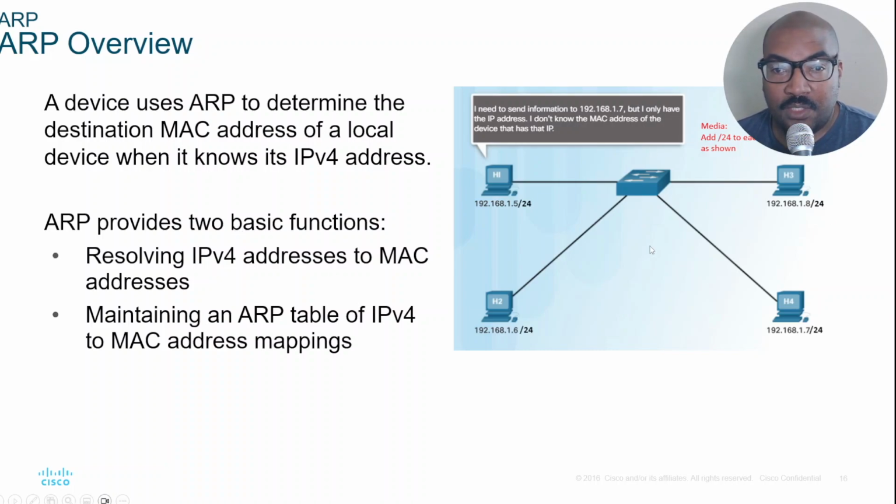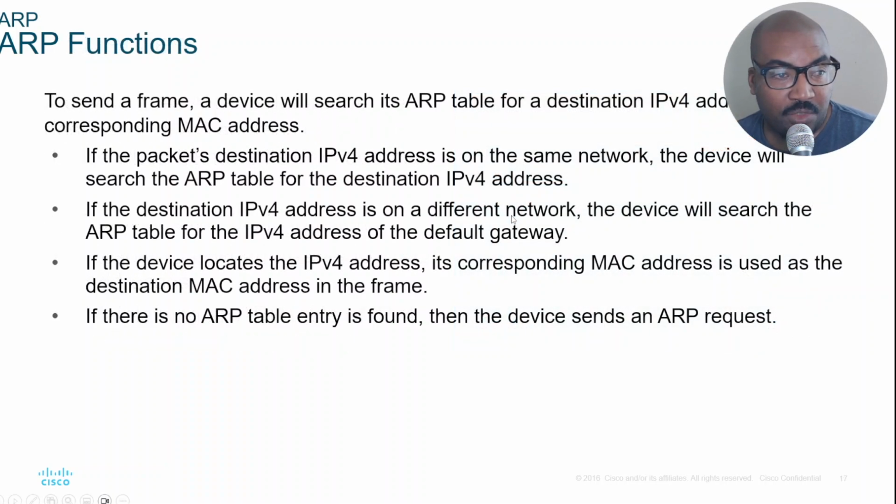So let's take a look at this diagram here. This IP address, 192.168.1.5, has a subnet of /24. I want you to email me what that /24 is in dotted decimal form. That's the subnet mask. I need to send information to 192.168.1.7, but I only have the IP address. I don't know the MAC address of the device that has that IP. We're going to look at that shortly with a Packet Tracer. Just remember that, and keep this in the back of your head.